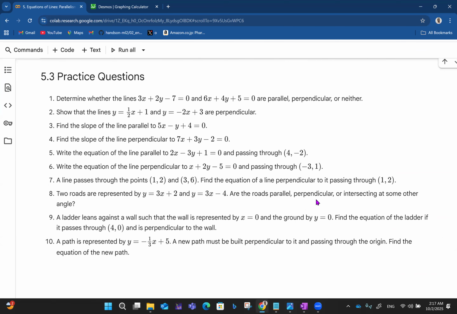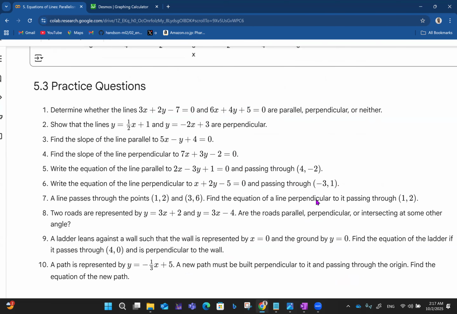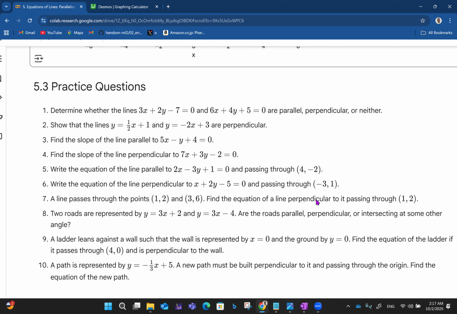We have 10 practice questions as usual. Determine whether the lines 3x plus 2y minus 7 equals 0 and 6x plus 4y plus 5 equals 0 are parallel, perpendicular, or neither. So you want to check that out.